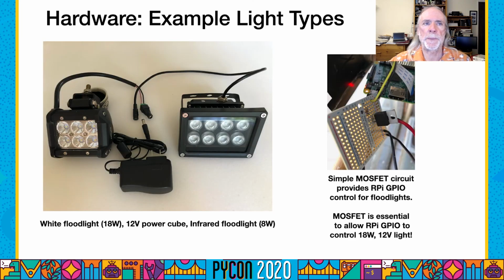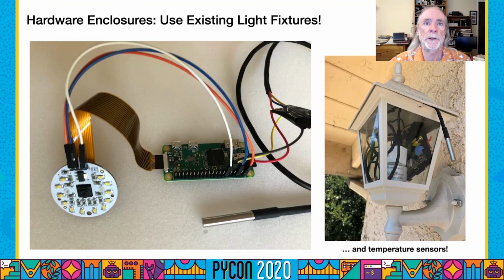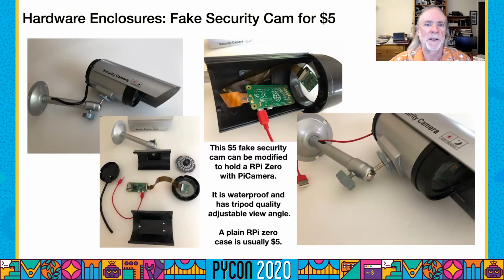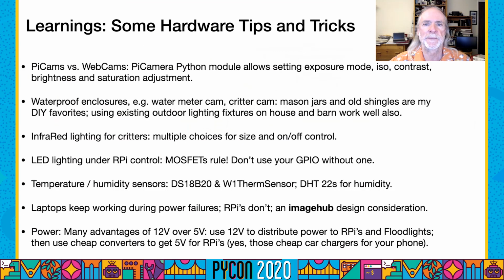Here's some quick passes on hardware examples. There's some infrared lights and other floodlights. There's a MOSFET that controls a floodlight. Get to know your MOSFETs. That's the best friend you have to keep your GPIO board on your Raspberry Pi from getting burned out with too much current. I also use light fixtures. There's a Raspberry Pi and a temperature sensor and a light fixture on the back of the house. Fake security cams. $5 little fake security cam holds a Raspberry Pi and a Pi camera.